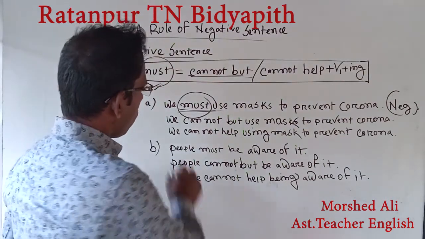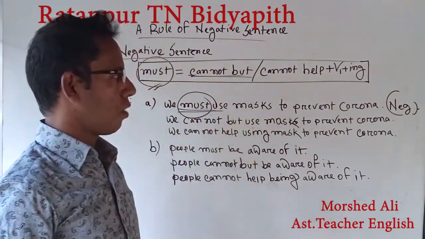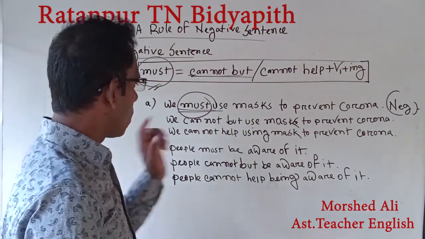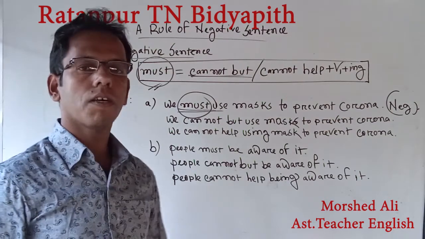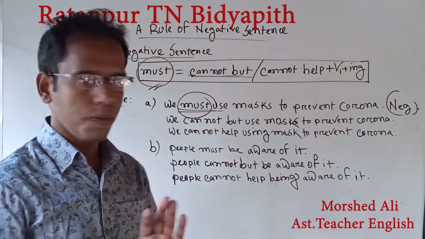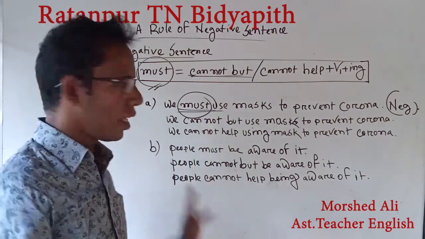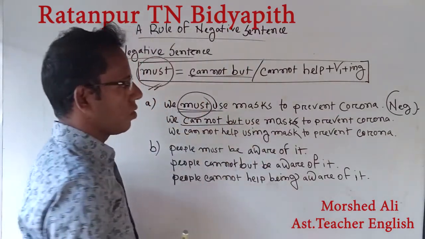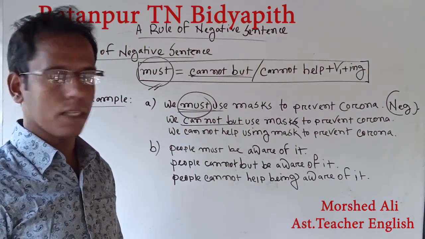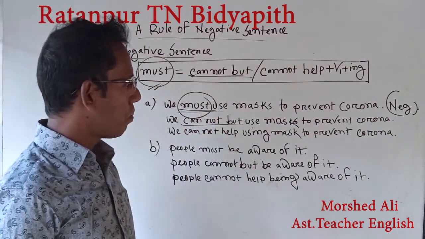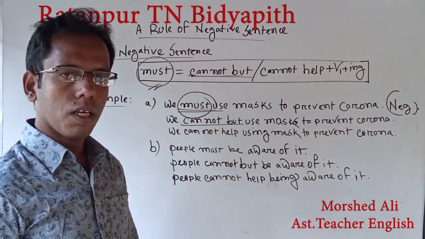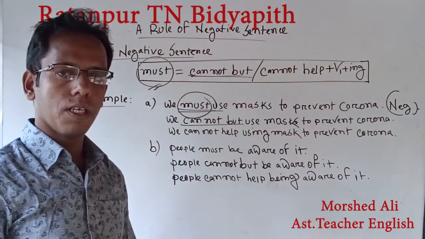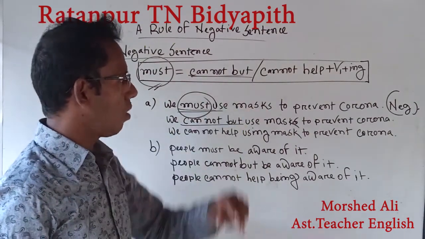And this negative sentence will be a transformation of the sentence. So we must use mask to prevent corona. And now if we change this sentence into a negative sentence, then what is the possible answer? If you follow carefully on the whiteboard, you can see that we cannot but use mask to prevent corona. Already we have learned that instead of must we have to use cannot but or cannot help.